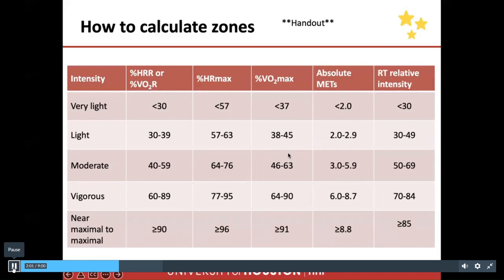So how are we calculating zones? We have very light, moderate, vigorous, and near maximal effort intensity for cardiorespiratory exercise training. And then, depending on how we're doing it, whether heart rate reserve, heart rate max, or absolute METs, we have a column for each. Here we also have a little column for resistance training, which is percent 1 RM. And then we have what percent we would use for each one of those. This is useful for the type of questions that ACSM and whatnot likes to ask.